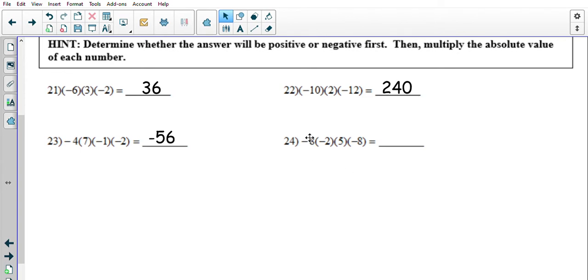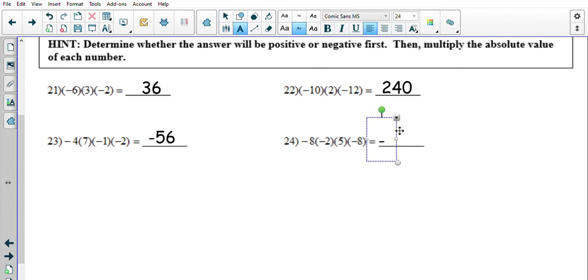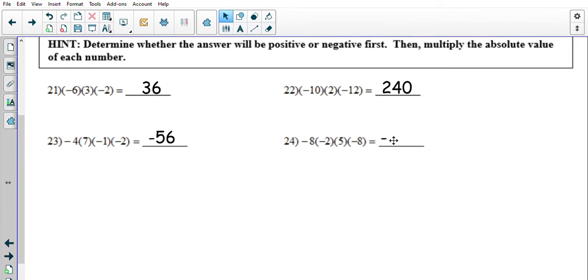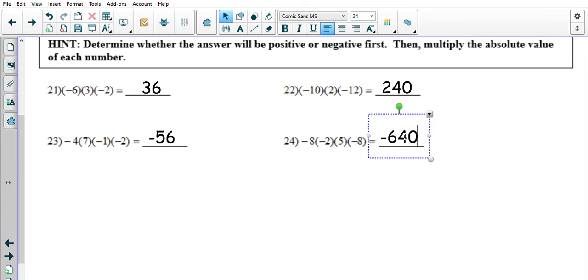We have 1, 2, 3, 4 numbers, but only 3 of them are negatives, which means since I have an odd number of negative numbers, my answer is negative. So let's see the easiest way to do this. What I would do is 2 times 5 to get 10, 8 times 8 to get 64, and then do 64 times 10, which is going to get us 640. So my final solution here would be -640.